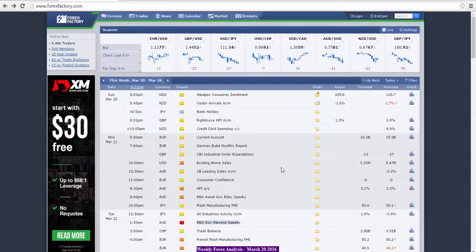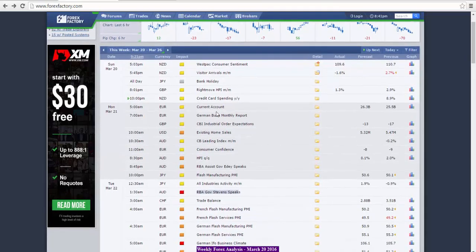All right, for our Forex Factory, looking at the economic calendar, we start off with not very much on Monday here. We have the German Buba monthly report and current account for euro, and then we have existing home sales for US dollar, which will have impact on the US.